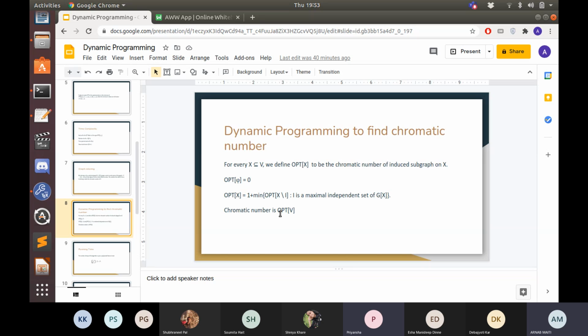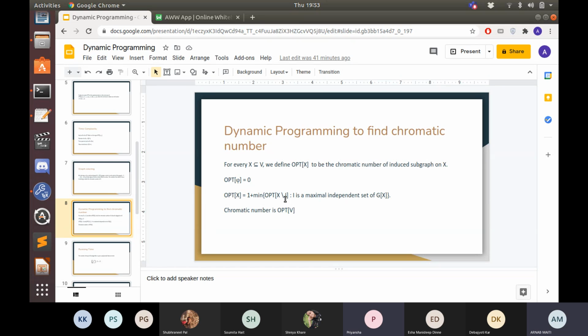Yeah, we are using it, right? We are calculating the smaller sets, and at the end we'll calculate OPT. How will you calculate OPT? OPTV is equal to 1 plus OPTV minus I, where I is a maximal independent set of my graph G. Since you have calculated OPT for smaller sets, you can calculate OPT for the original set of vertices. Okay, I got it.